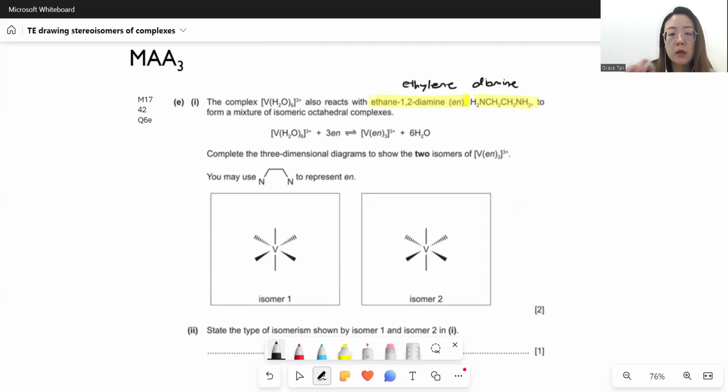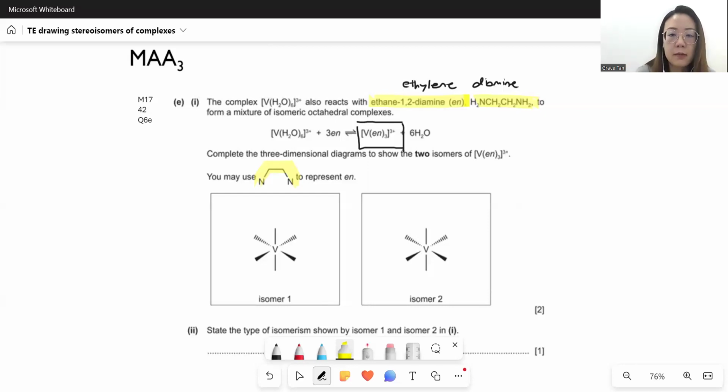Please know. Now, first, you can see they form this complex over here. Your vanadium has 3 ethylene diamine, or 3 ethane 1,2-diamine. They allow you to use this structure to represent your ethylene diamine. Now I'm going to teach you the very correct, conventional, traditional way to properly draw the structure without using any representation, the so-called trapezium shape there, as you can see.